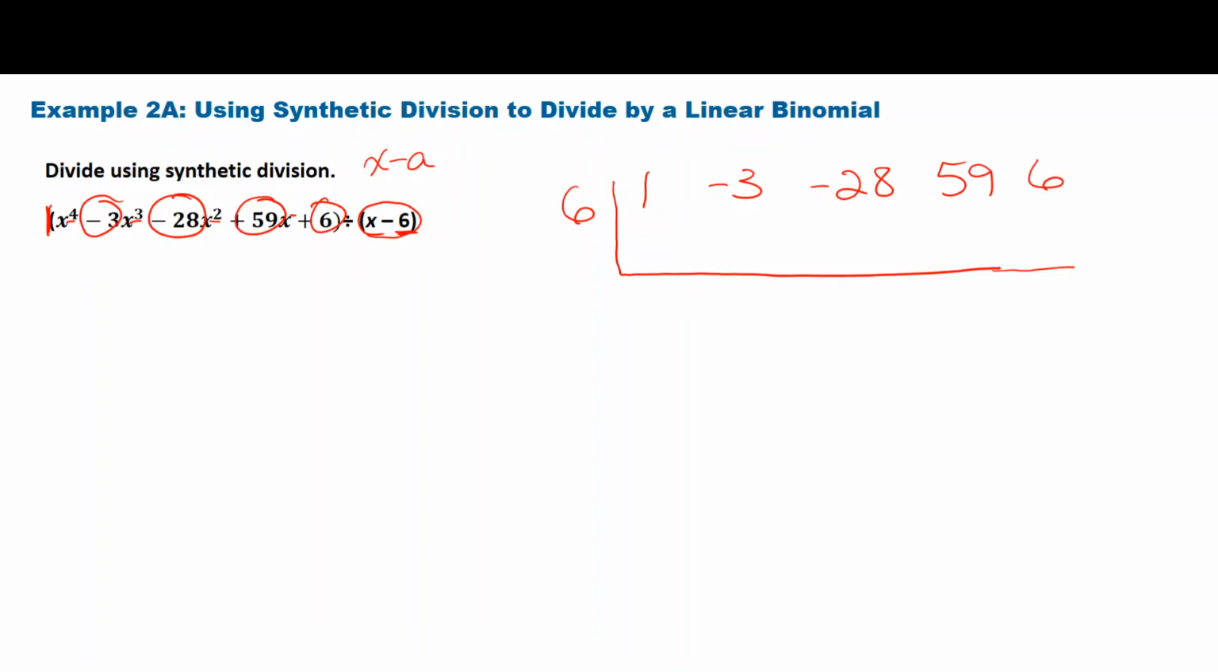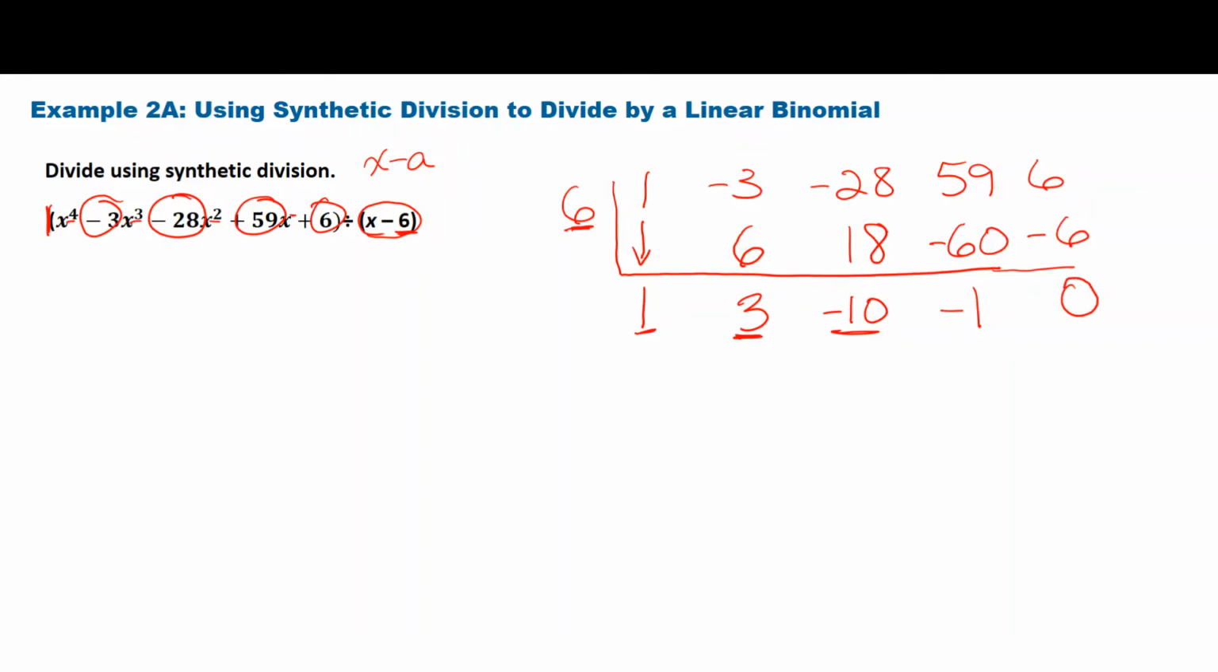All right, so I'm going to start my synthetic division now, and all I do is bring my first one down. The first number is a 1, so I bring it straight down. Now I'm going to multiply 6 times 1, and that's 6. I'm going to put it in my second column here, and then add. Negative 3 plus 6 is a positive 3. Again, I'm going to multiply 6 times 3 this time, and that gives me 18. I'm going to put it in this column. Negative 28 plus a positive 18 is a negative 10. Again, multiply 6 times negative 10, that gives me negative 60. Add my column together, I get negative 1. 6 times negative 1 is negative 6. Add those together, and that gives me 0.